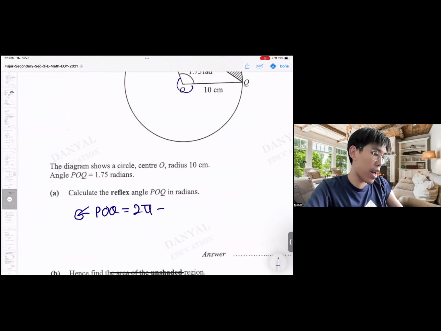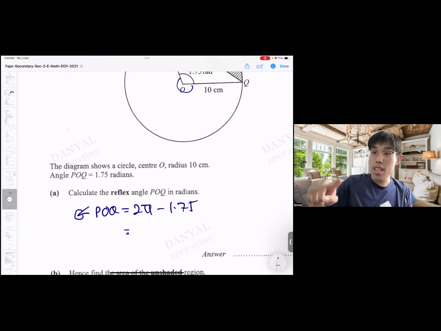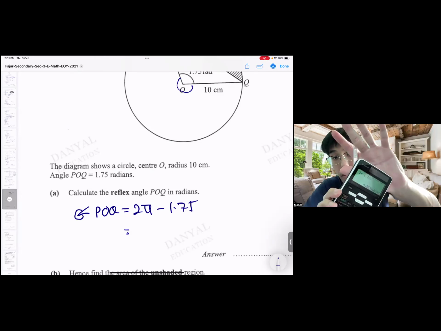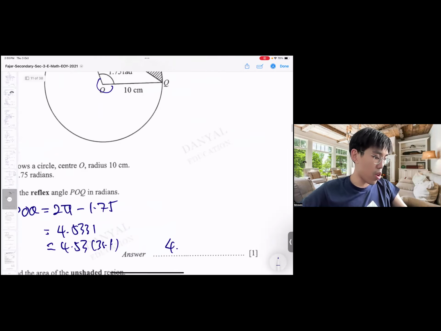Reflex POQ equals 2 pi minus 1.75. That's it, because pi is 180, so 2 pi is 360, which means the full circle. So take 2 pi minus 1.75, and you'll get 4.5331. So that's 4.53 radians.